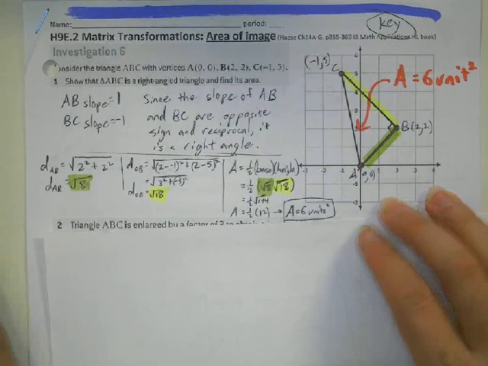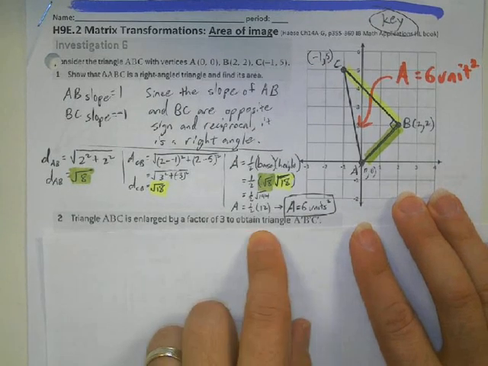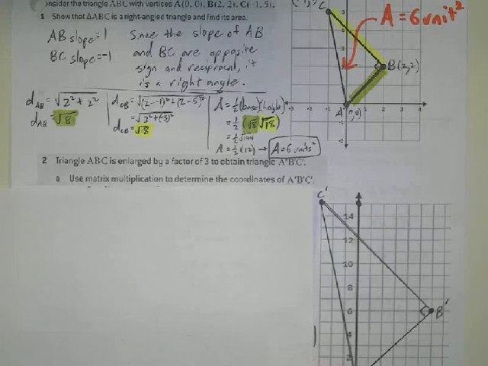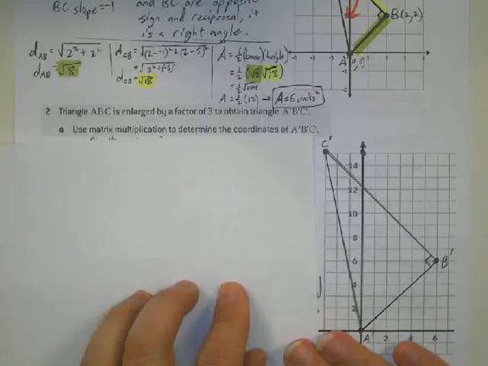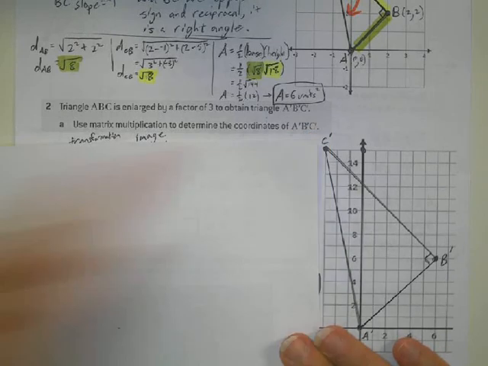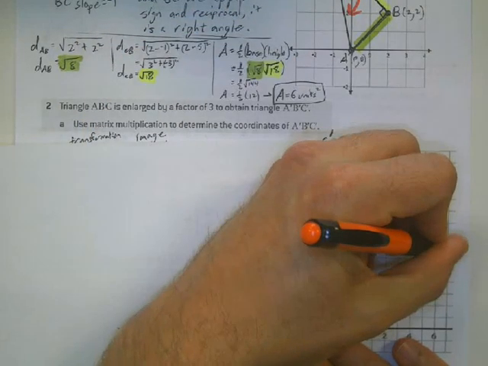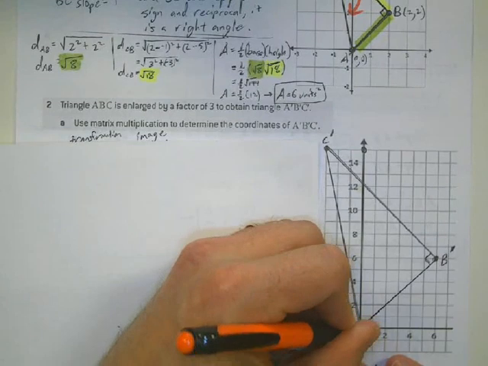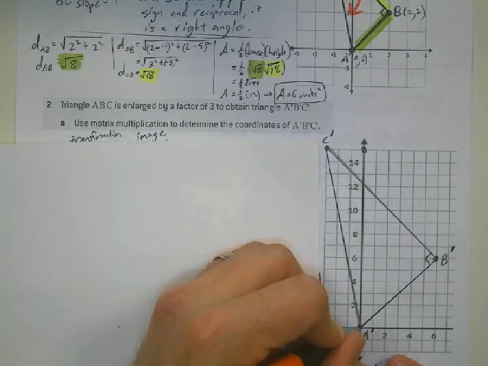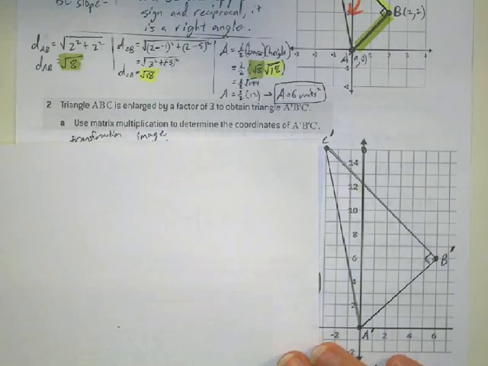Now this triangle is enlarged by a factor of 3. So I'm going to draw our enlarged triangle here. And notice it says A prime, B prime, C prime. So it's very important that we put our primes on the upper right corner of our points here. In England they call that dashed. Whatever, that's fine. Dashed, prime, whatever.